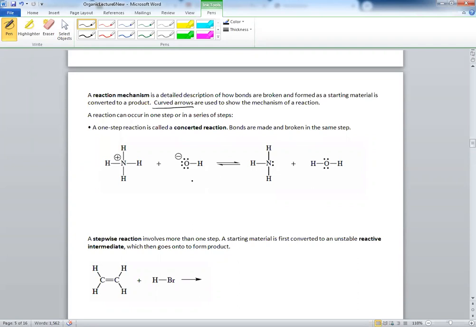Because we cannot watch reactions as they go, like we don't have a camera to see this one attack this one, we have to use data coming from thermodynamics and kinetics, as you will see later in this lecture, and devise a mechanism, a series of steps that make sense, supported by evidence. So in this case, you have a one-step reaction called a concerted reaction. Concerted means it happens in one step, where the bonds are made and broken in the same step.